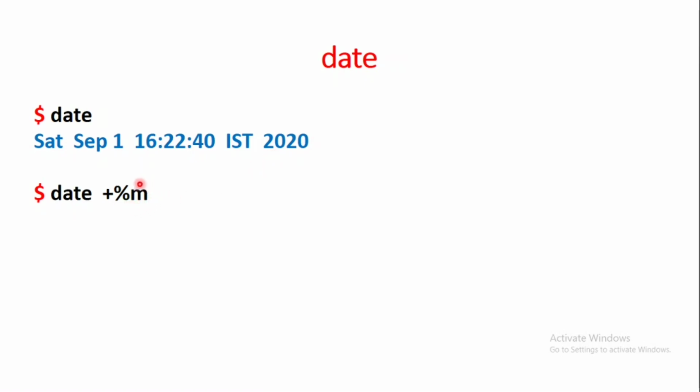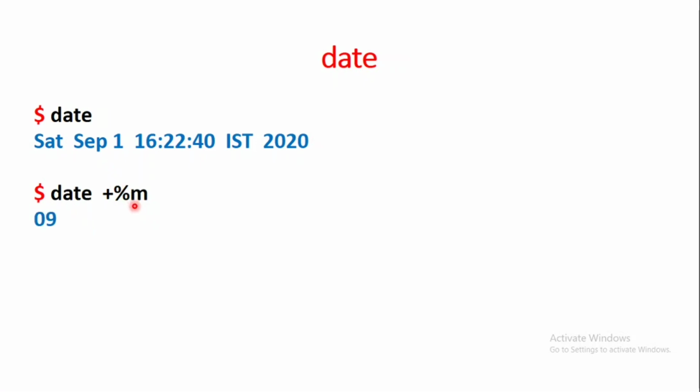Now see the format code. The format code is written with the format specifier along with the percentage. Plus is the option used here. Percentage m, what does this say? This modifies the command output by displaying only the month in numerical value. So September is represented in its numerical value, which is 9.